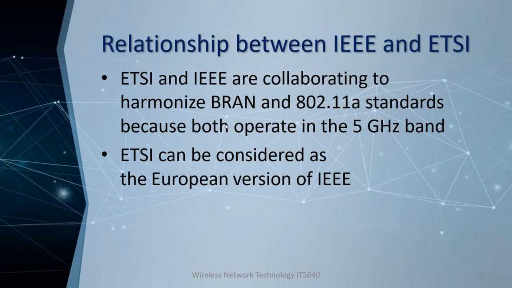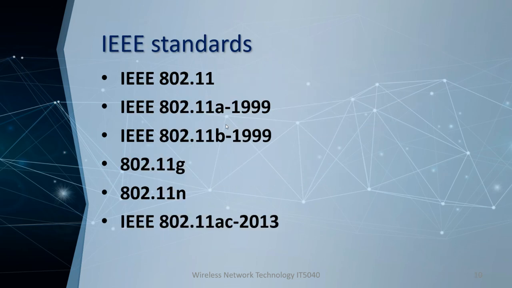And when we are talking about the relationship between IEEE and ETSI, both are collaborating to harmonize the standards because both operate in the 5 GHz band. Because of that, ETSI can be considered as the European version of the IEEE. And IEEE standards that are related to wireless communication are as follows.